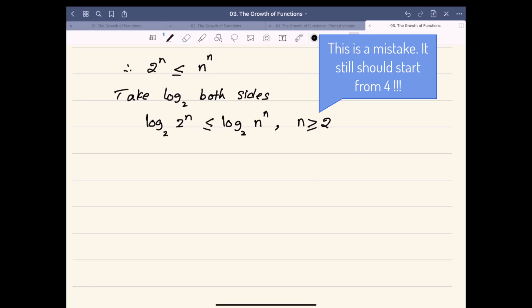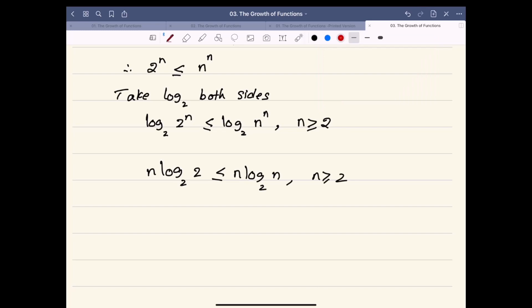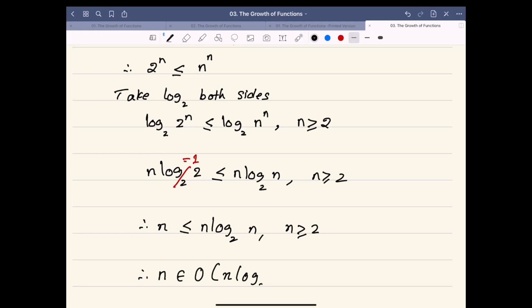Apply the properties of log. So we will have n log 2 of 2 less than or equal to n log 2 of n, and log 2 of 2 is equal to 1. So at the end, we will have n less than or equal to n log 2 of n for n greater than or equal to 2. This represents the basic definition between n and n log 2 of n. So we can conclude that n belongs to big O of n log 2 of n.